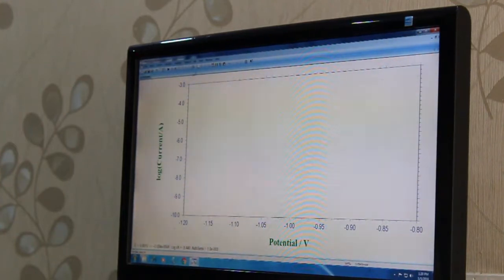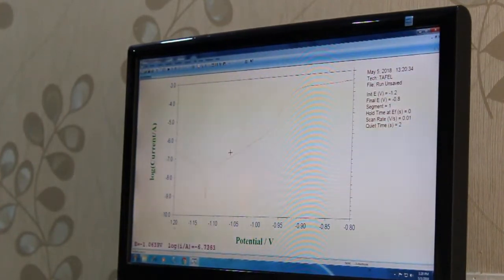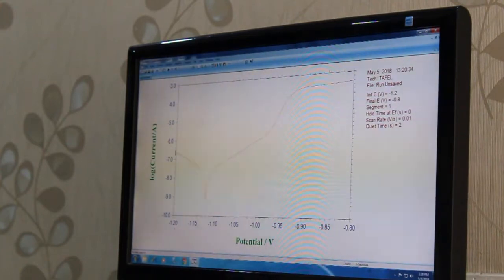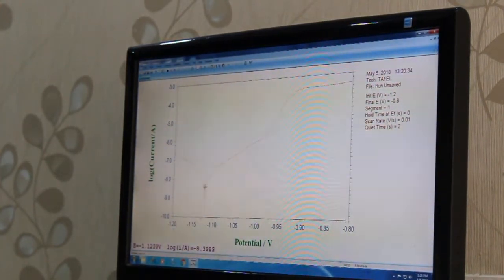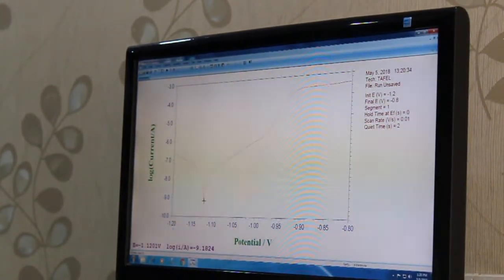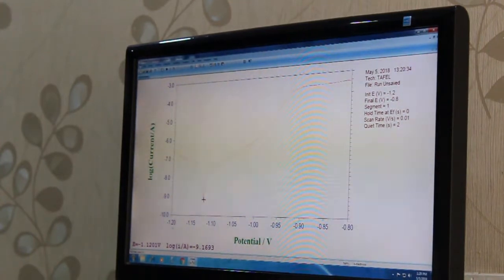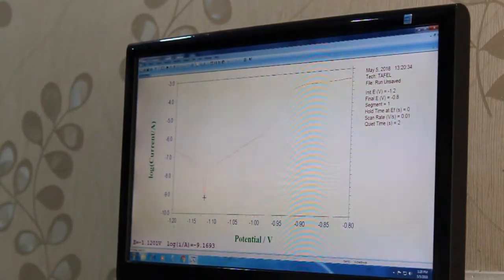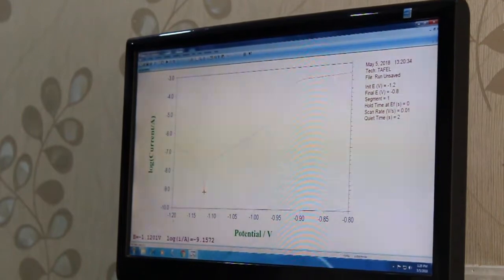Okay, I am getting that. Let me click on these things. So now I am getting it properly. I expected minus 1.07. I got around minus 1.12.